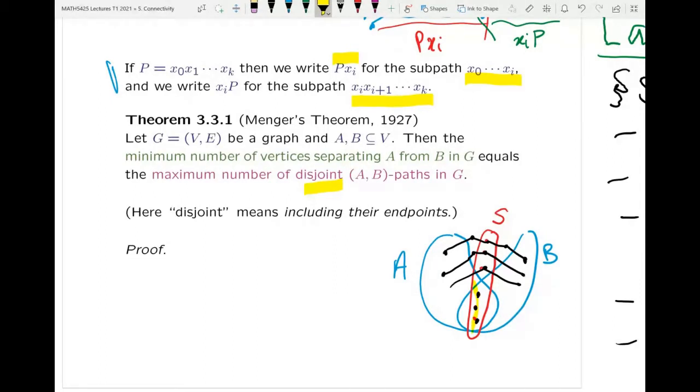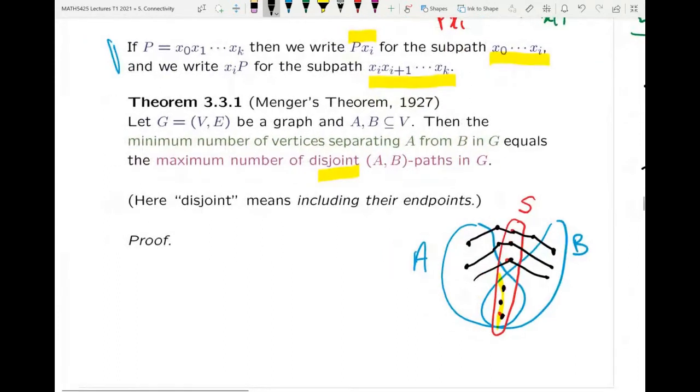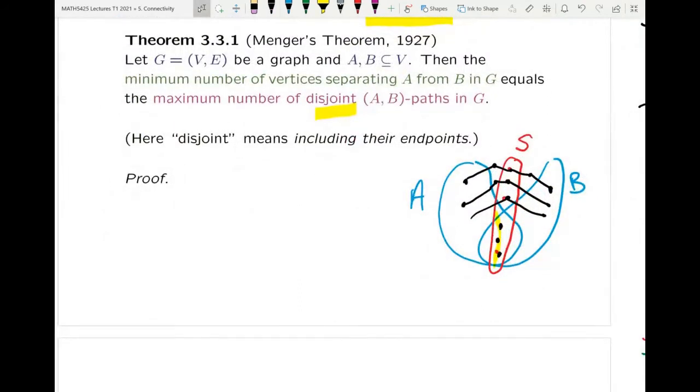And the first thing we'll see is, you want these two numbers to be equal, so there's two inequalities. One is easy and the other one takes all the time. Okay, so let's go.